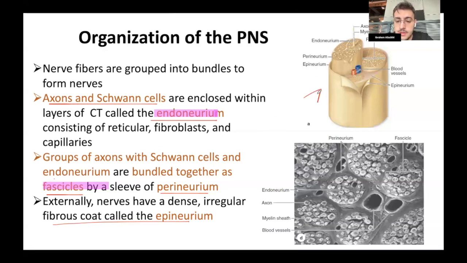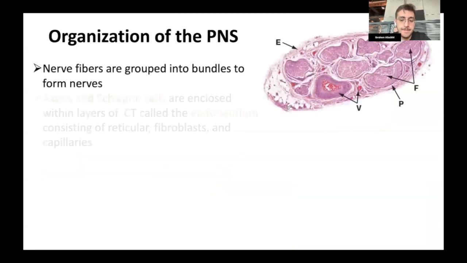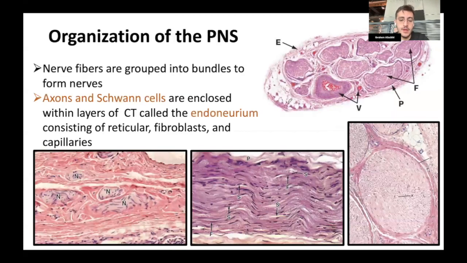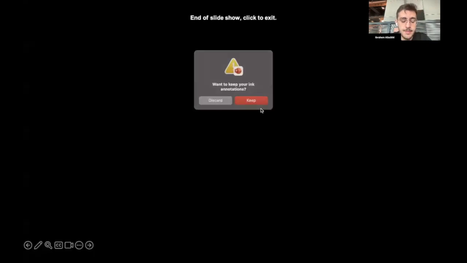This diagram is nice and it shows that. As you can see here, the endoneurium is made of reticular cells, fibroblast cells, and capillaries. These are all part of the connective tissue, and their main purpose is to protect these precious fascicles.